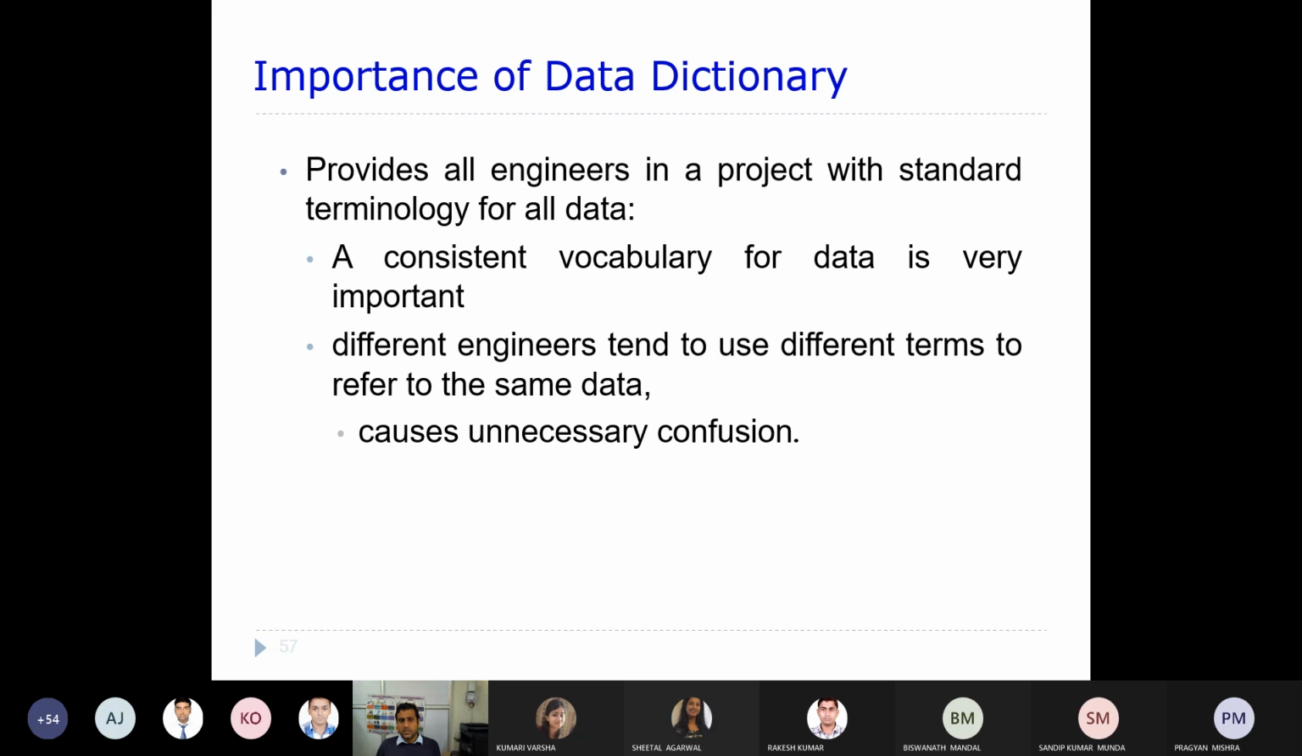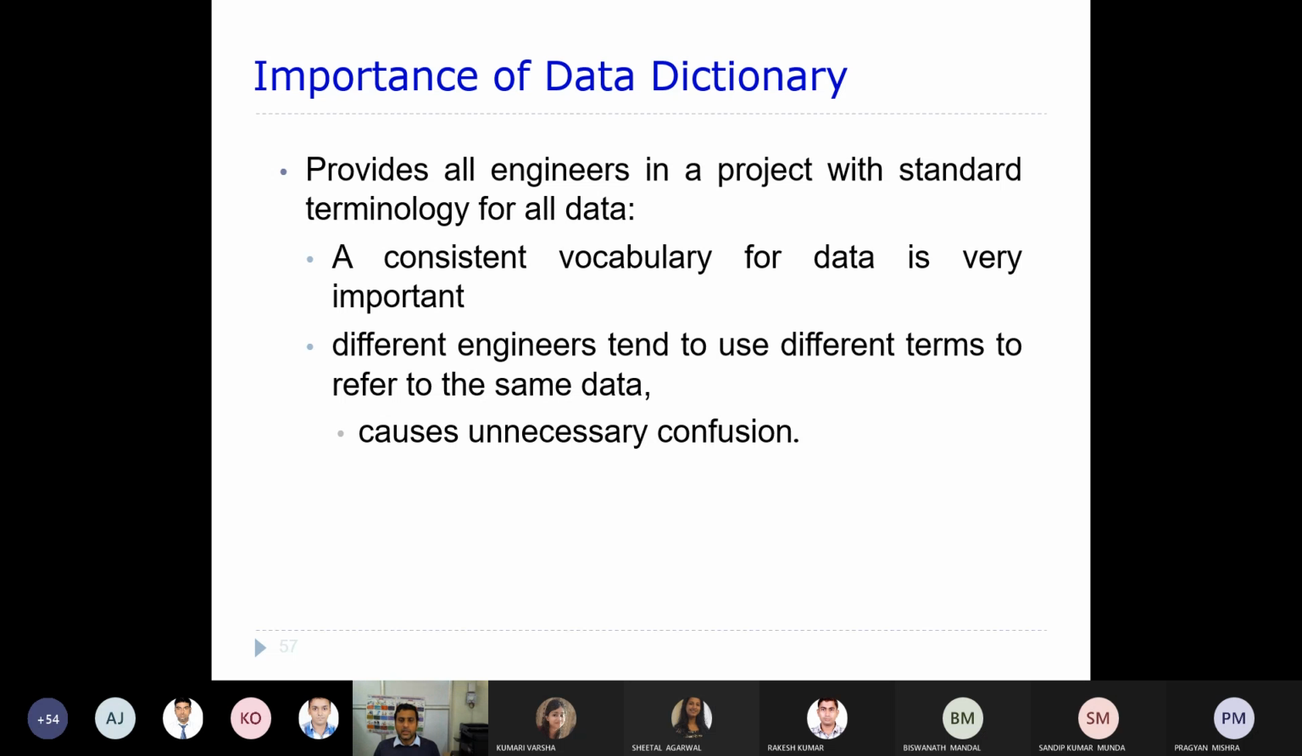A consistent vocabulary for data is very important. So the names you give should be such that the user or the customer can easily understand, right? Different engineers tend to use different terms to refer to the same data. So that should be avoided, otherwise it leads to confusion, right? So always try to give a consistent name to the kind of data.